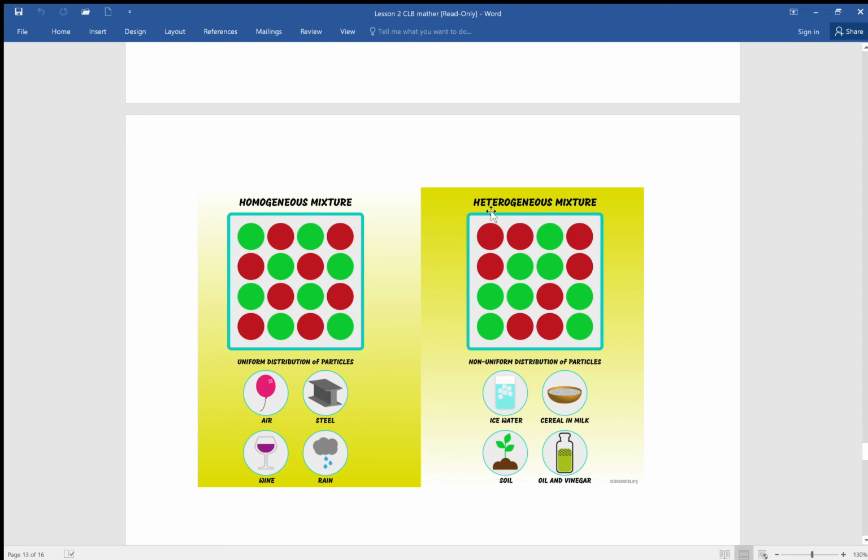What about heterogeneous mixtures? Well, it has a non-uniform distribution of particles, which can be shown by ice water, cereal and milk, soil, and oil and vinegar. Here are all examples of non-uniform distribution. This is because these are different. These are in different consistencies. Oil and vinegar here in this picture, you can see the vinegar and oil are two different things having different consistencies.